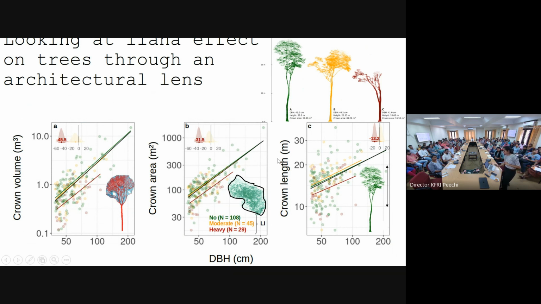So what we found out was the total architecture of the trees was completely different. It's hard to say if they are different because lianas prefer certain architecture to infest, or if they are different because lianas infested them.